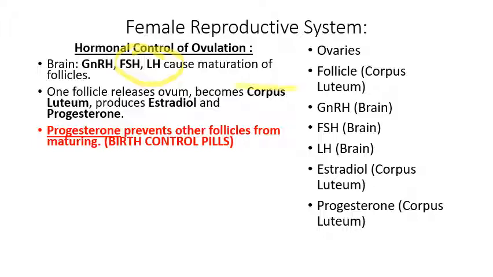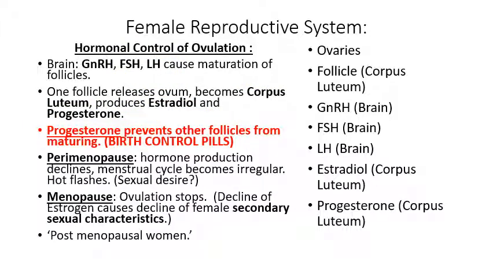What's left of the follicle becomes the corpus luteum that produces the estradiol and progesterone. And progesterone is what prevents the other follicles from maturing until the menstrual cycle is over. So in hormonal birth control pills, a woman takes fake progesterone, which fools the body into thinking that she's in a constant state of luteal phase.